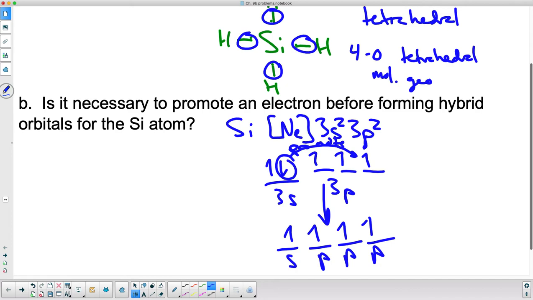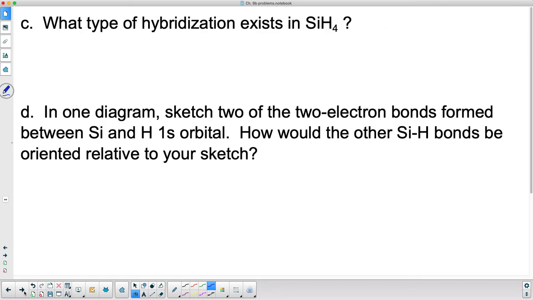So just take my word for that. So there are not 5 electrons. There is 1 electron right here that is moving up to an empty orbital because it's more stable that way. So that's my answer for that. Is it necessary to promote an electron? The answer is yes, and this is how it works. What type of hybridization exists in SiH4? Well, it doesn't matter, I know I just showed you this.